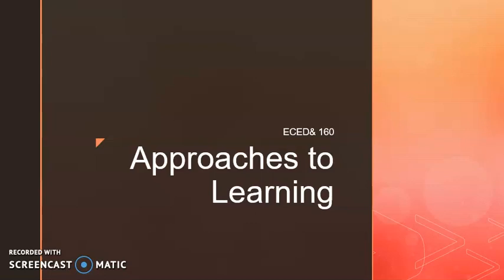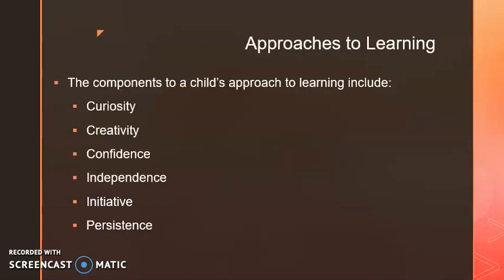Hey everybody, in this lecture we're going to be discussing the chapter on approaches to learning. So the components to a child's approach to learning include their curiosity, their creativity, their confidence, their independence, their initiative, and their ability to engage and persist.